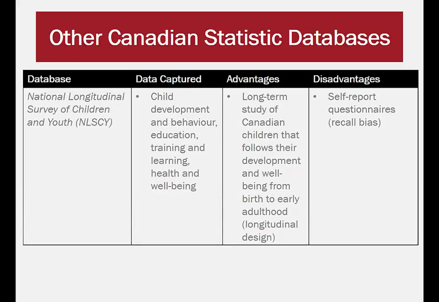Similarly, the National Longitudinal Survey of Children and Youth, NLSCY, is a long-term study of Canadian children that follows their development and well-being from birth to early adulthood. The survey covers topics such as child development and behavior, education, and health and well-being. One major advantage to this database is that it follows respondents over time. However, once again, the data is self-reported through questionnaires.